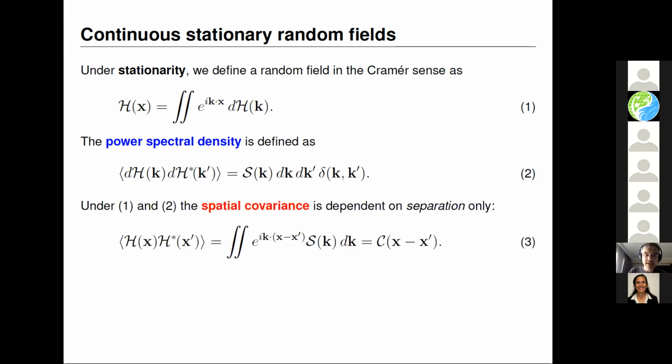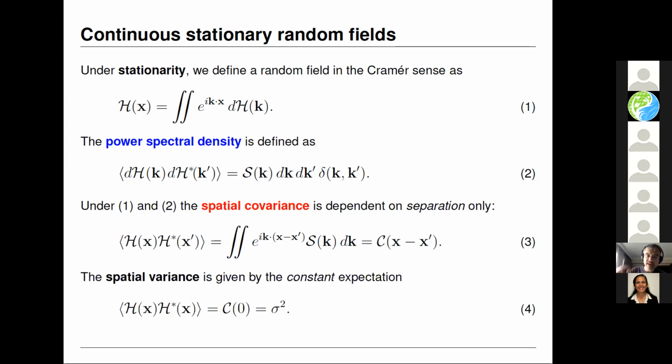And of course, under 1 and 2, the spatial covariance is just dependent on separation. And so that's my C here, which depends on the separation between x and x prime. And the spatial variance, when I say that, I really am going to mean sigma squared as the covariance at 0 lag. And so that's this constant here. So that's what I'll call the variance. Of course, they're all variances, but that's really sigma squared.